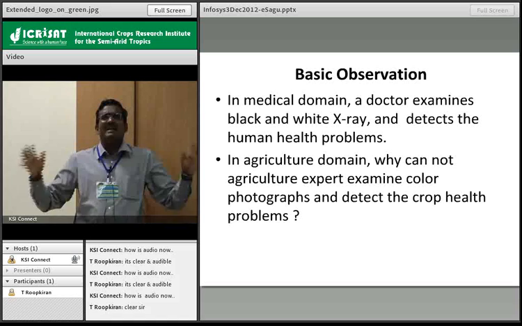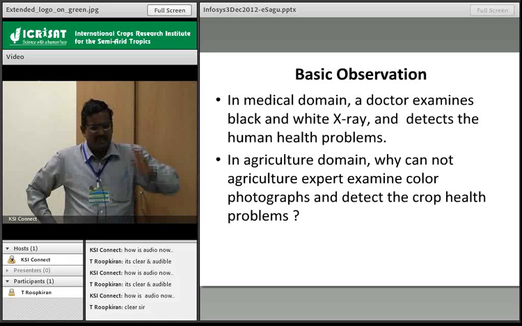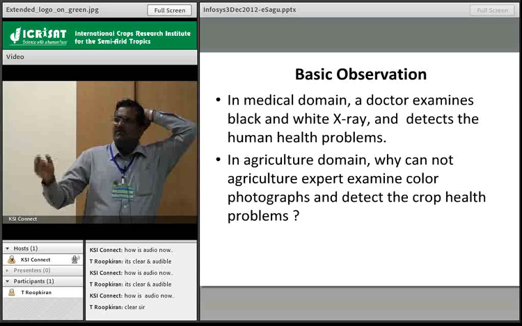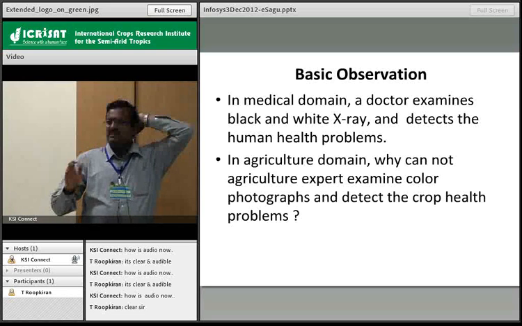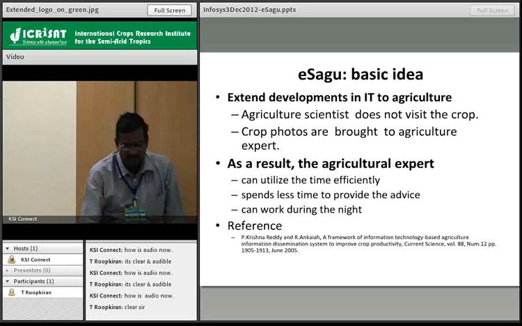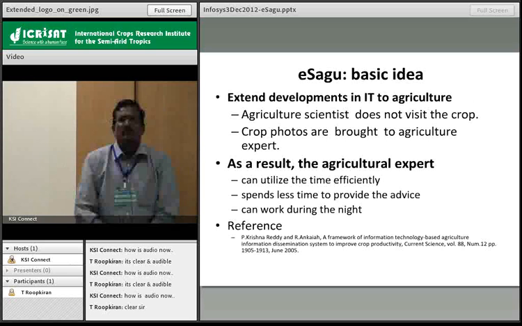So the basic idea is simple: extend developments in IT to agriculture. The agriculture scientist does not visit the crop, and crop photos come to him. It means that as far as possible, without visiting the crop, can you take a decision on what the farmer should do for his crop? So who will send the photographs?